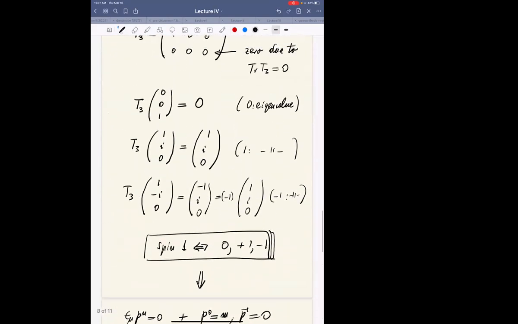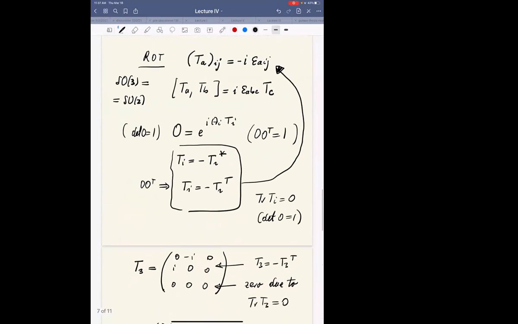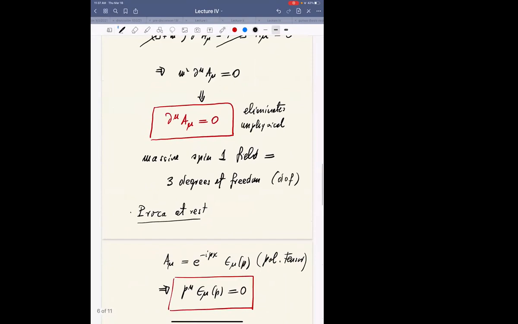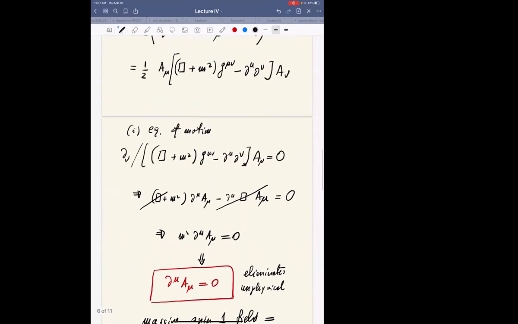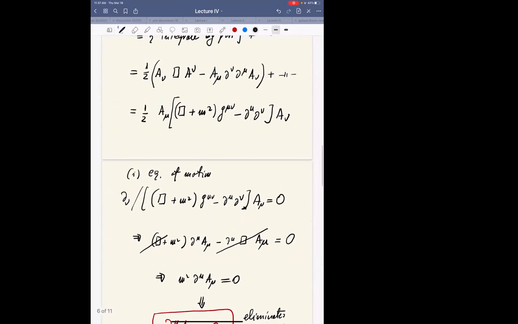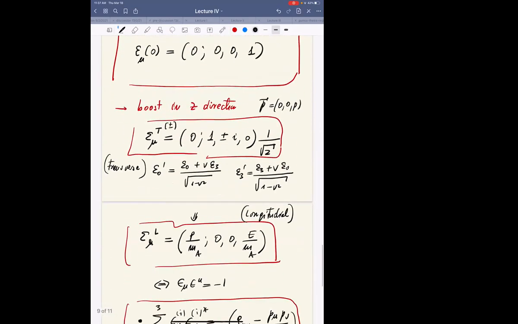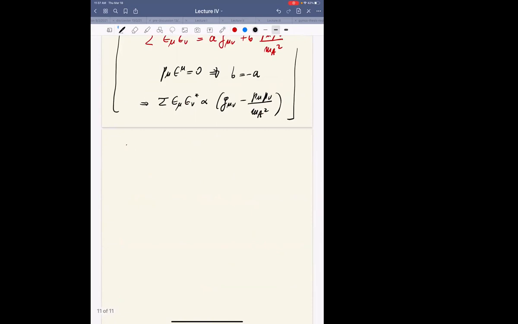The next step that I do, what you do whenever you study a field, whether it's a scalar field, Klein-Gordon, or you're studying the spinor field, you compute the propagator. You have to find the propagator, and this is the quadratic form. What is the propagator? It is the inverse of the quadratic form. So let's now move to the propagator. This is part two, the propagator.